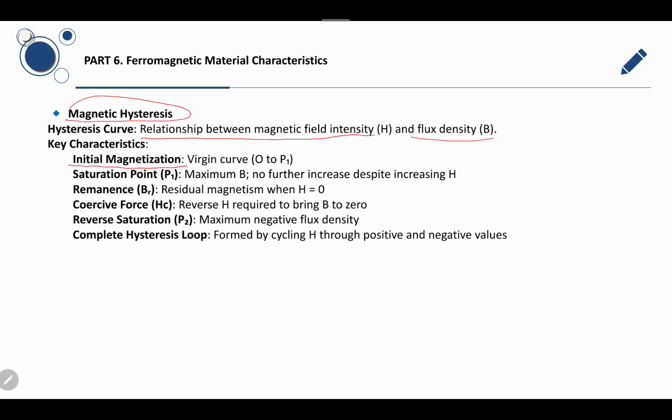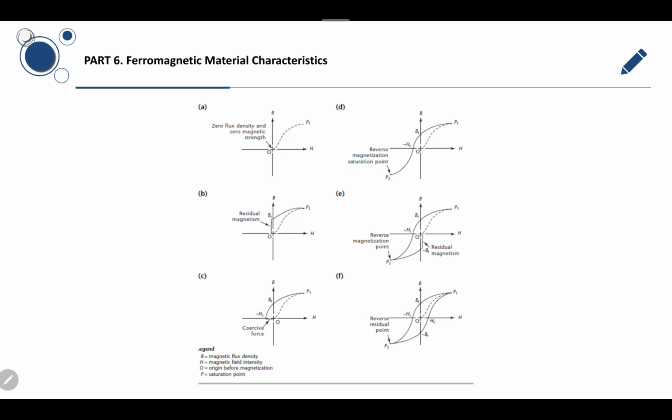First, initial magnetization, virgin curve 0 to P1. This is the 0 point, this is P1, this is the virgin curve, showing how the material first magnetizes as the magnetic field intensity is applied. This 0 is the point of 0 flux density and 0 magnetic strength. This P1 is the highest point of the magnetic field.